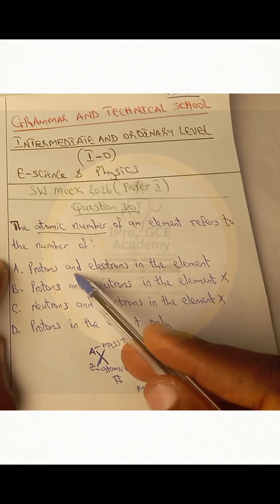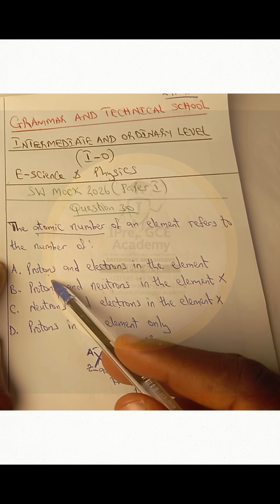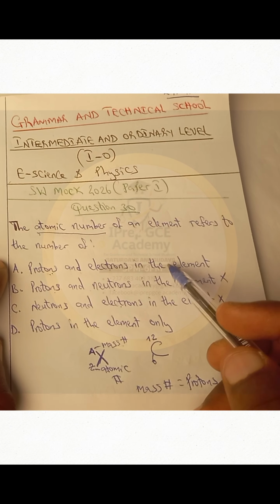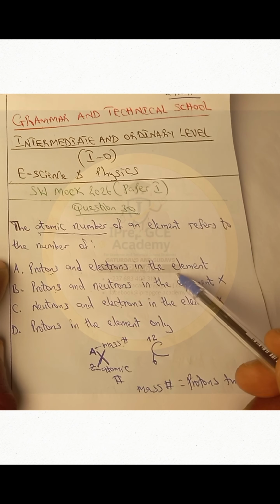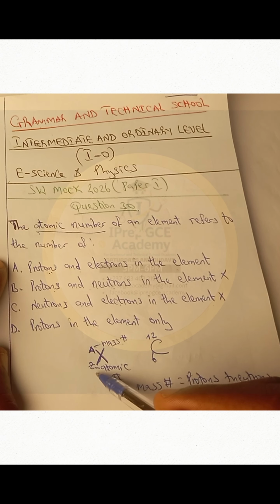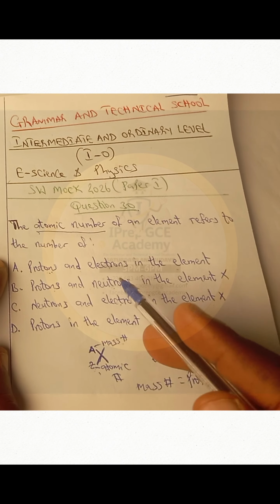The closest answer to the correct answer is A, which says protons and electrons in the element. Now, at first glance, it may look like the correct answer because, yes, usually this atomic number is considered to be the number of electrons besides being the number of protons. But this is the trap.